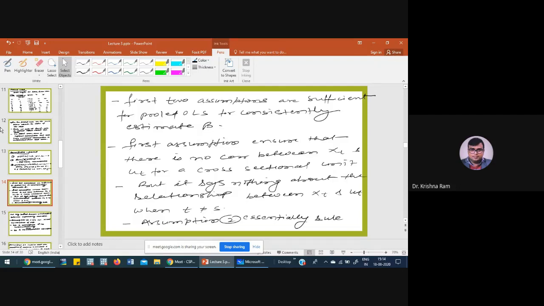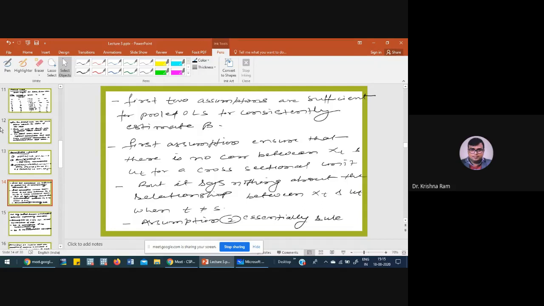The first assumption ensures that there is no correlation between XT and UT for our cross-sectional unit. But it says nothing about the relationship between XT and UT when t is not equal to s. So when t and s are different, in that case, that assumption is silent. That assumption only holds when we are talking about both variable x and ut for the same period.